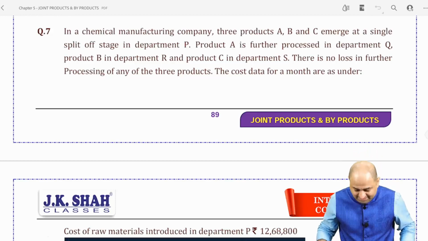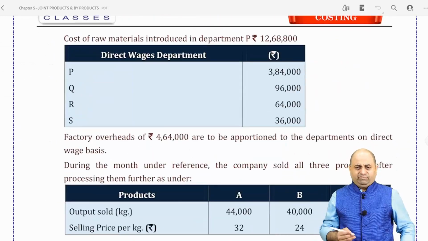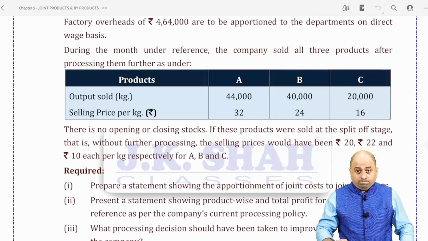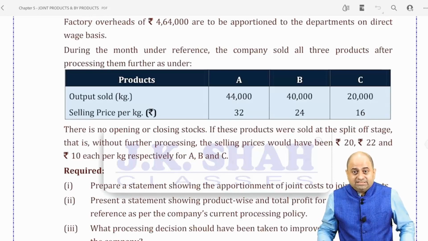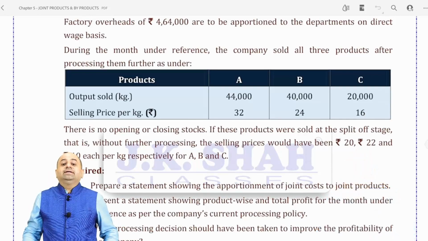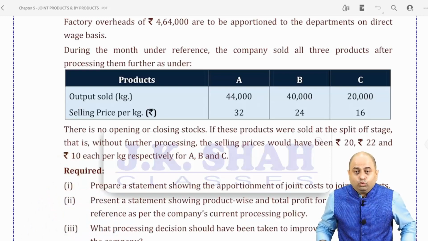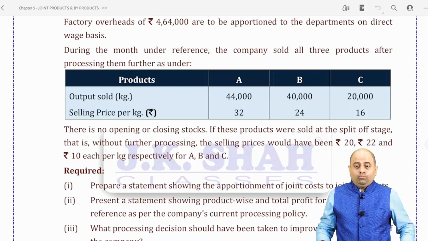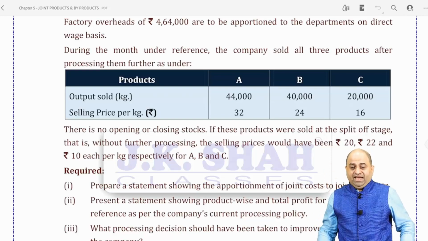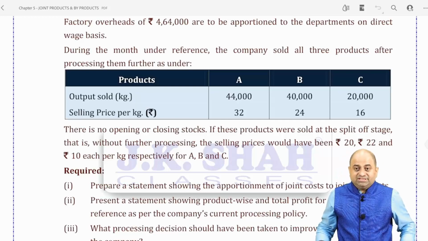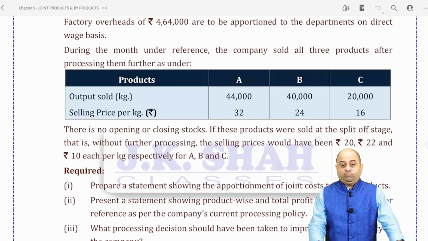Then they have given raw materials, direct wages, factory overheads, which will be apportioned in the ratio of direct wages. Everything is given. Then they have said, or rather given us, that during the month under reference all products are processed further and sold as follows. Therefore, we can conclude that 32, 24 and 16 are final SPPU. Whereas the next para says very clearly that if they are not processed further, they'll be sold at 20, 22 and 10. All these three, 20, 22 and 10 are SPPU at split off point, selling price per unit at split off point.